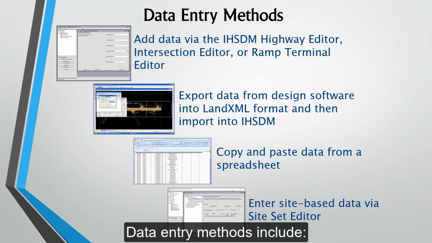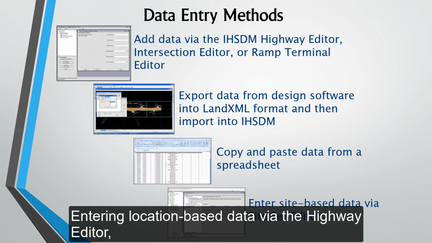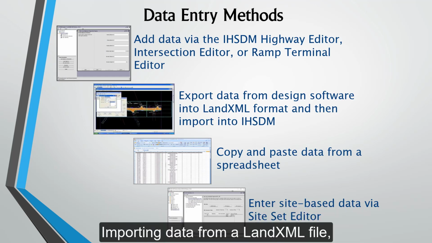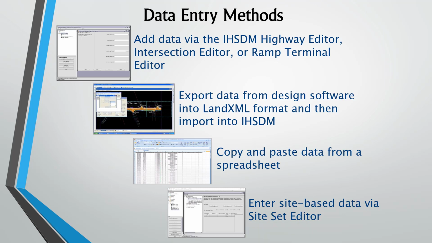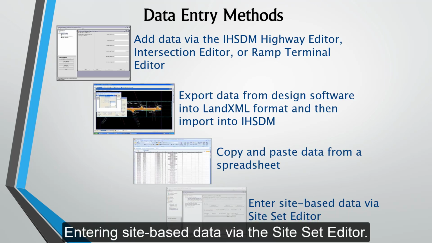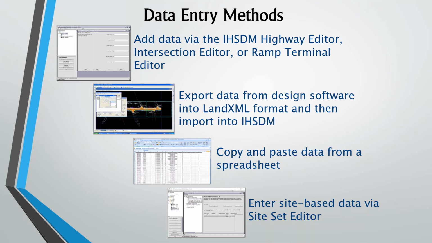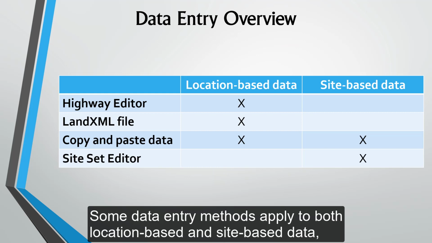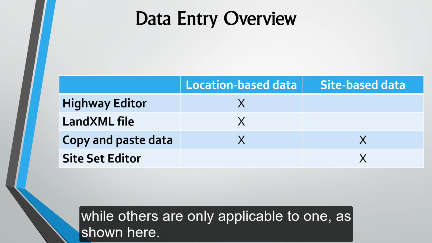Data entry methods include entering location-based data via the Highway Editor, importing data from a LandXML file, copying and pasting data from a spreadsheet, and entering site-based data via the Site Set Editor. Some data entry methods apply to both location-based and site-based data, while others are only applicable to one, as shown here.